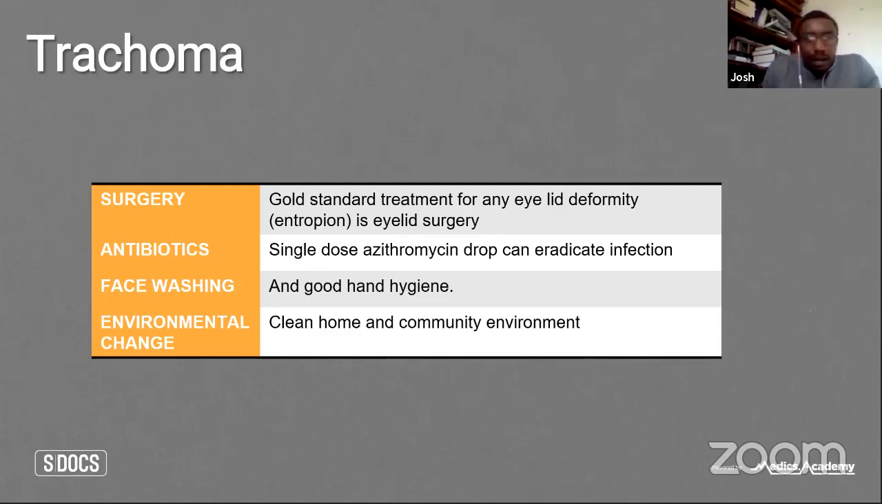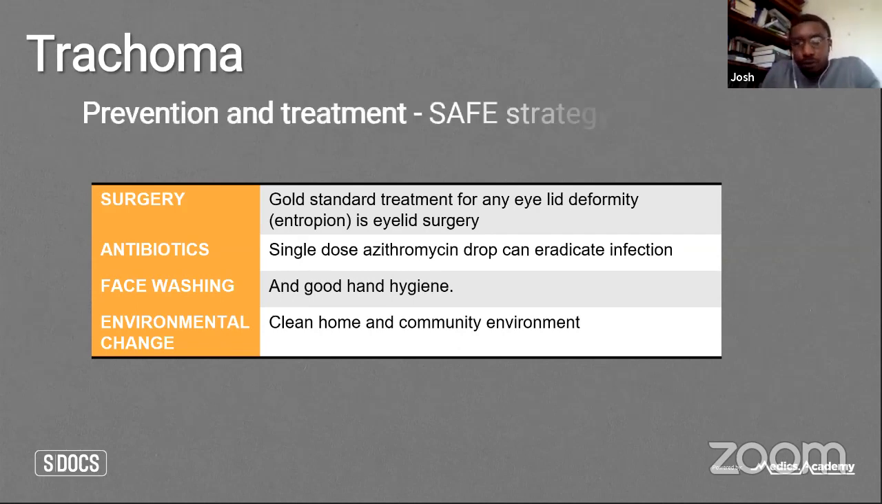So we prevent and treat trachoma with the SAFE strategy. That's what global health interventions revolve around. In terms of treatment, it's surgery or antibiotics. Surgery is the main treatment for any eyelid deformity, in this case, entropion. And with antibiotics, a single dose of azithromycin can eradicate the infection.